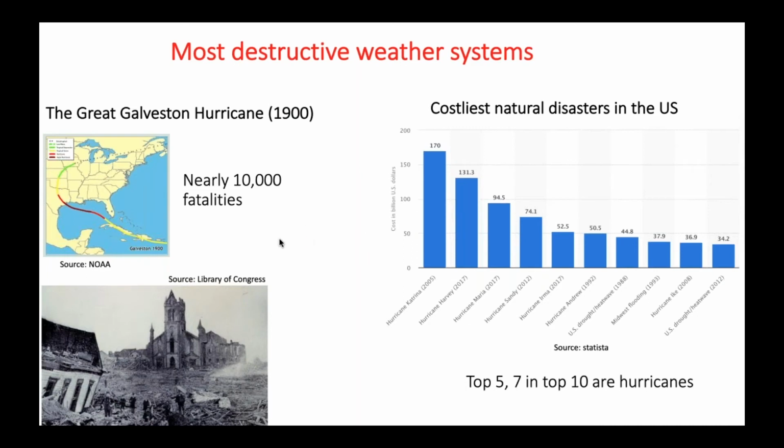And then when it comes to economic losses, again, the top 5 and 7 out of the top 10 costliest natural disasters in US history have been hurricanes. So basically, from a societal standpoint, hurricanes are very, very significant.